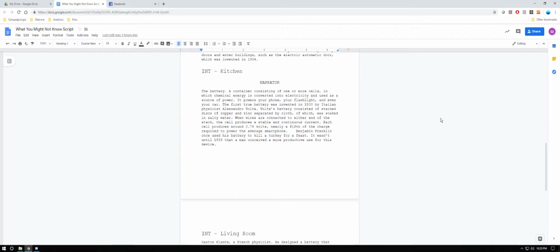The first true battery was invented in 1800 by Italian physicist Alessandro Volta. Volta's battery consisted of stacked discs of copper and zinc separated by cloth, which was soaked in salty water. When wires are connected to either end of the stack, the cell produces a stable and continuous current. Each cell produces around 0.76 volts, nearly a fifth of the charge required to power the average smartphone.